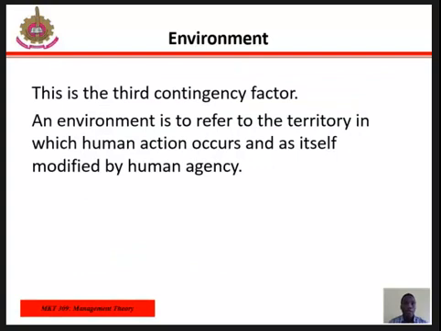The last factor of contingency theory is environment. This is the third contingency factor, and environment refers to the territory in which human actions occur and is itself modified by human agency. According to some studies carried out on the effect of environment on organizational structure, the studies covered 20 British firms. They found that the firms had different structural characteristics depending on whether they operated in a stable environment with relatively little change over time, or an unstable environment with rapid change and uncertainty.